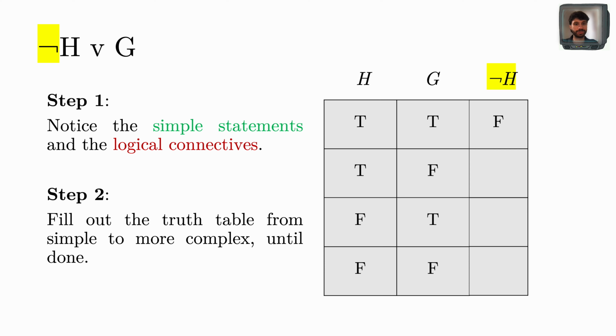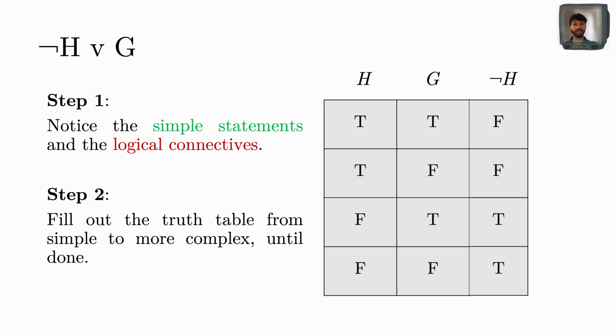And since H is true in the first column for the first two rows, then not H is going to be false for the first two rows. Similarly, if we look at row 3 and row 4, where H is false and false, then not H is going to be true and true, right? If I say Piper is a dog, when that statement is true, if I say Piper is not a dog, then that statement is going to be false.